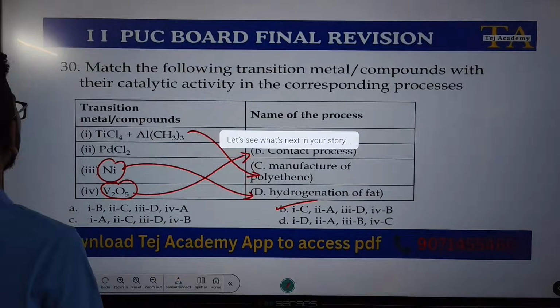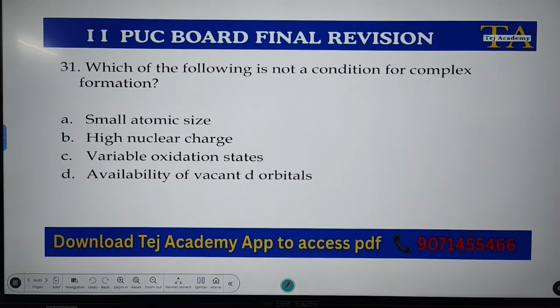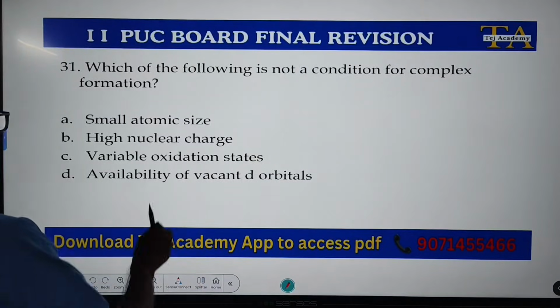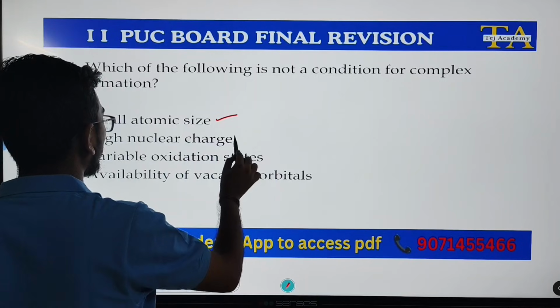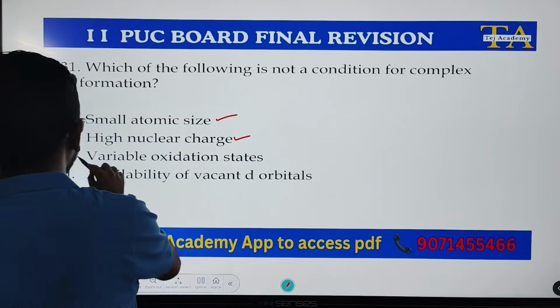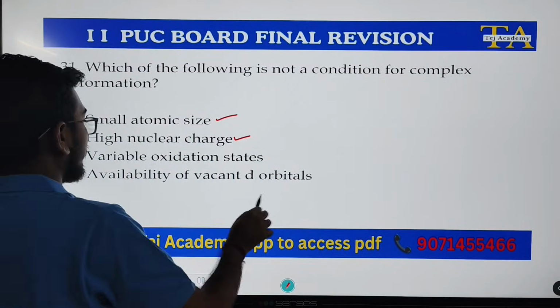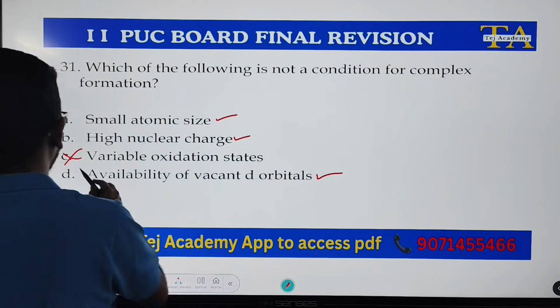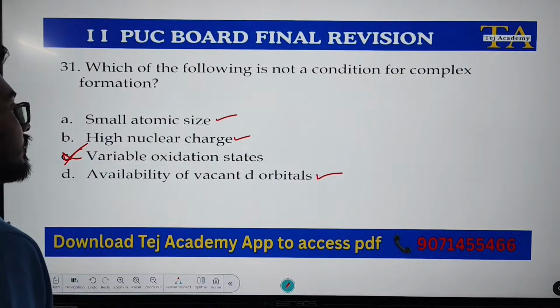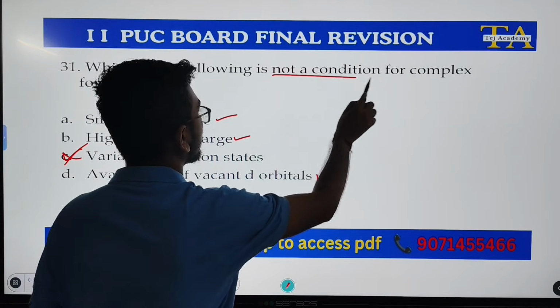Yes. Next, which of the following is not a condition for complex formation? Small atomic size, correct. Higher nuclear charge, correct. Variable oxidation state, no. Availability of vacant orbitals, correct. So option C is the right answer. So they are asking for the one that is not a condition.